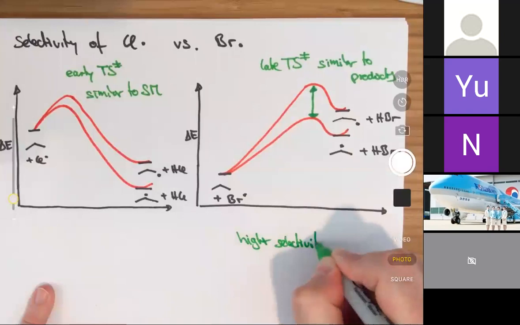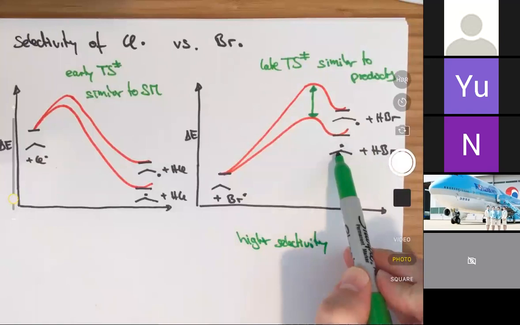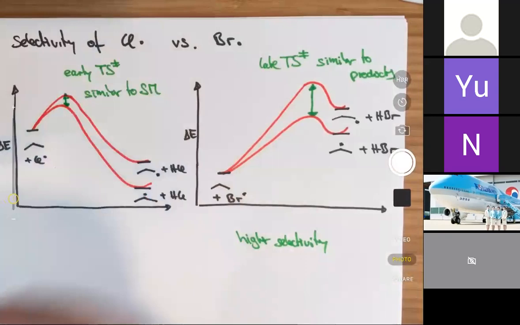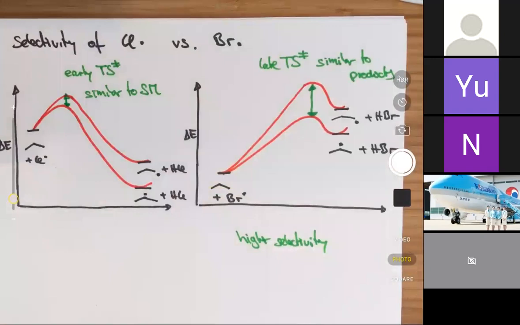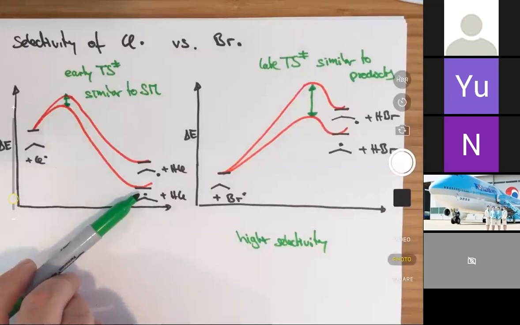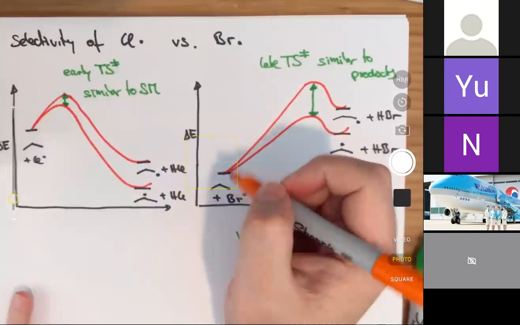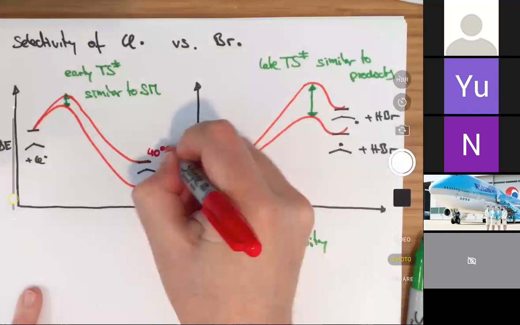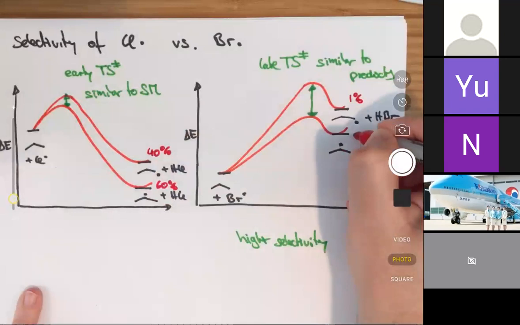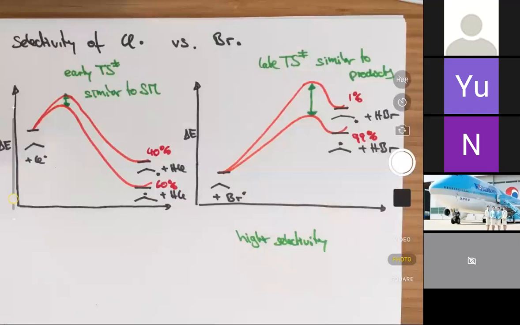And this was reflected in the fact that the bromination gave us 99% of the secondary alkyl bromide and only 1% of the primary alkyl bromide. In this case, where you have an early transition state, the difference between these two pathways is not that large. So there is still a significant amount of the substrate that can go through the higher energy process and gives you like a 60-40 distribution of these two products. So I think we had 40% here, and we had 60% here. And on this side, the selectivity was 1% and 99% of the reaction.